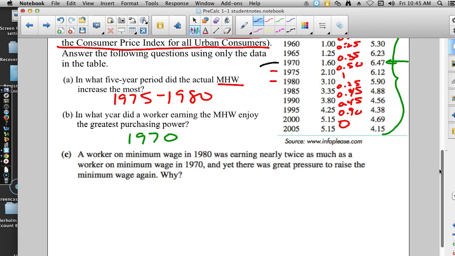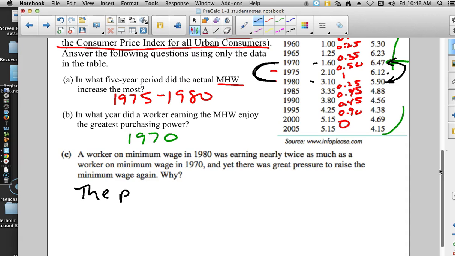So here to here. $1.60 to $3.10. Yeah, $3.20 would have been double, so they had a big increase there. It says, yet there was great pressure to raise the minimum wage again. Why? Look at the purchasing power. Because of inflation, they actually were able to purchase, I need to go one more down here, less than 1970, and that's because of inflation.